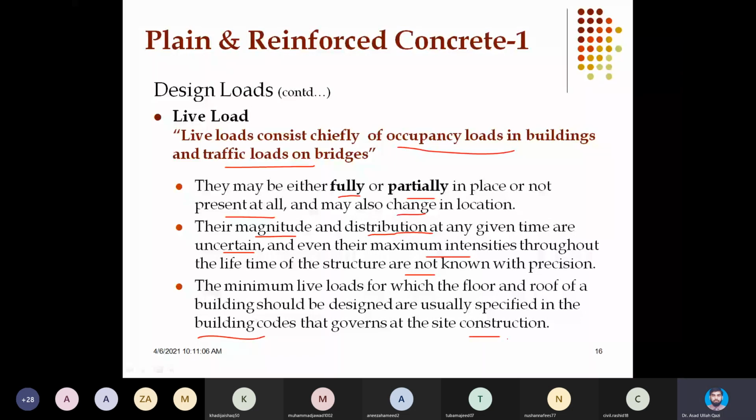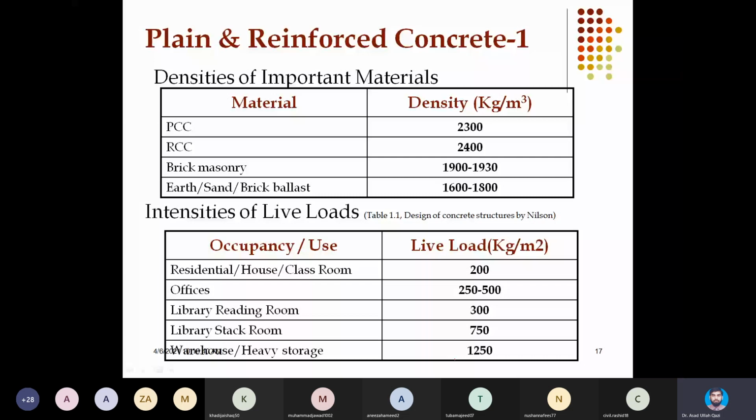So it is important that there are guidelines available in building codes. The specified loads are given, and on slide number 17, densities of the commonly used construction materials and the occupancy loads which are commonly encountered are summarized.